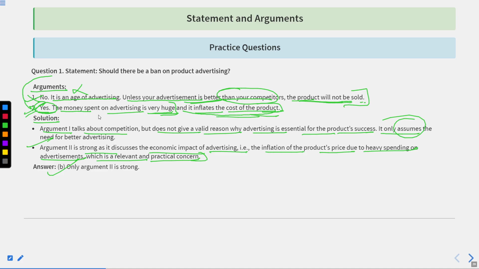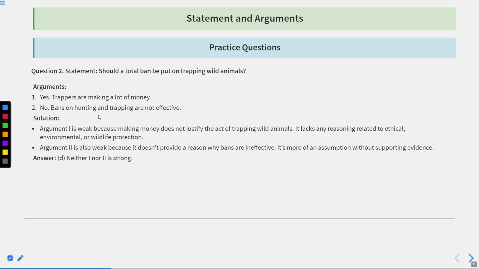Let's solve another question. And please make sure we have learned two things. In arguments, whenever there is a comparison, whenever there are emotions, we are not going to take that as a strong argument, but rather as a weak argument. Okay. Now, should a total ban be put on trapping wild animals? Now, there is a ban. Earlier, there was a ban on advertisement. Now, there is a ban on trapping wild animals. Now, let's see what the argument is that is given.